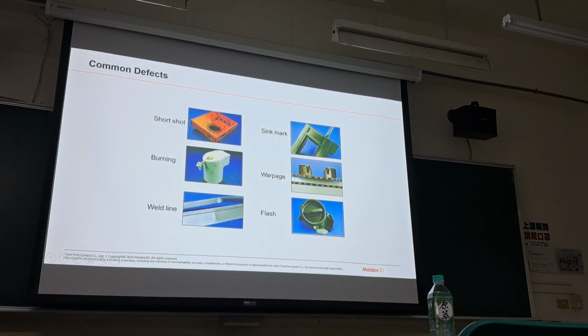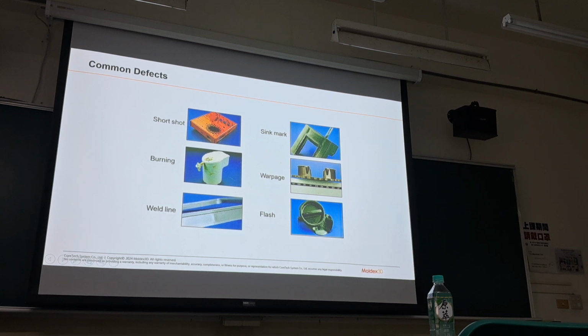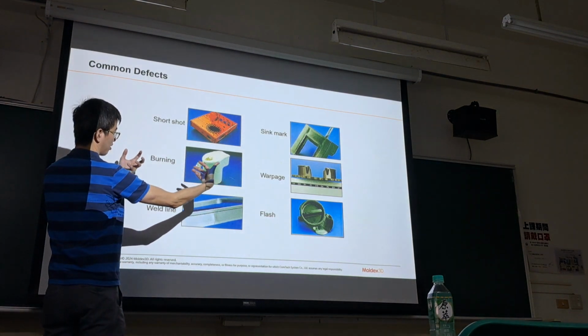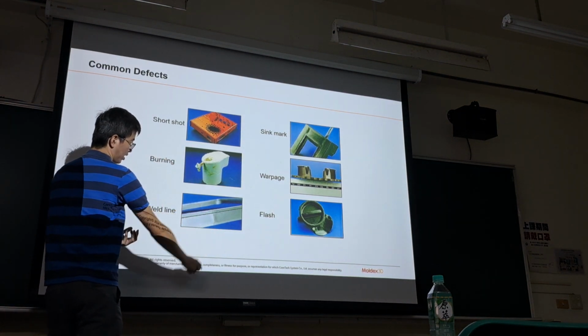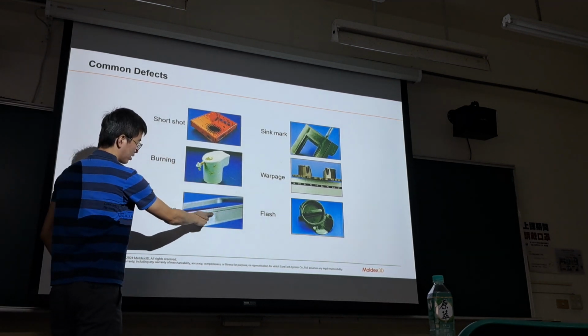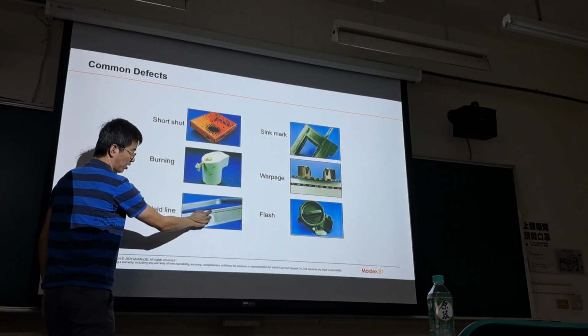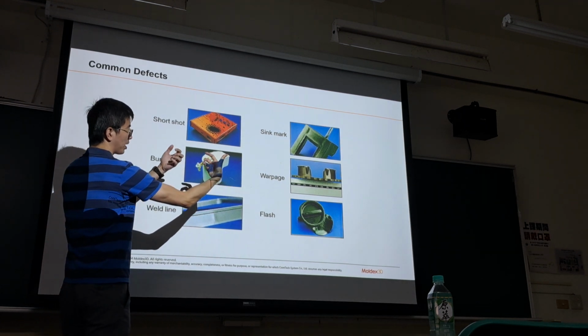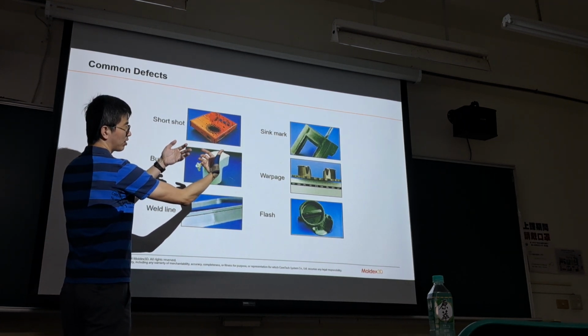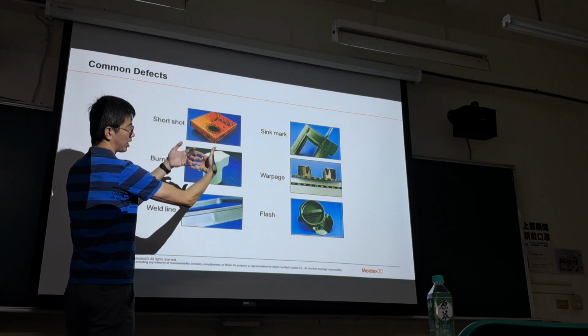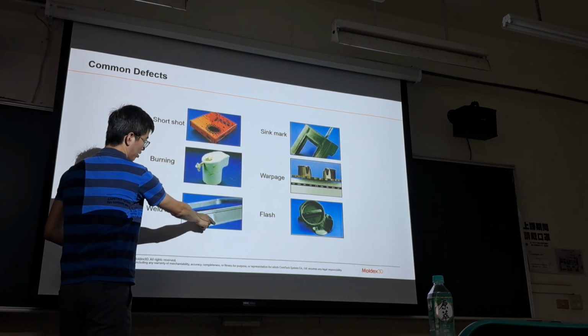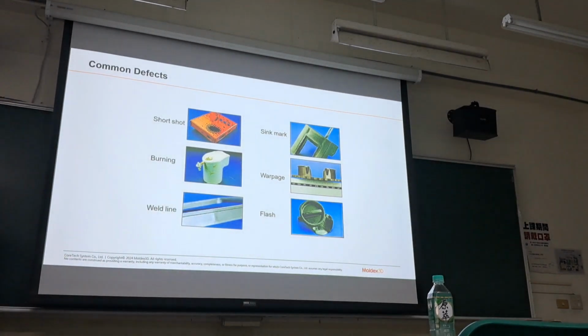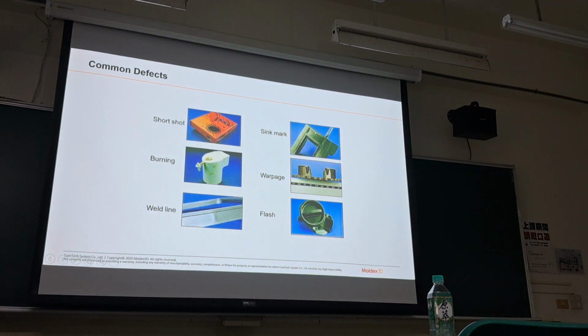And sometimes you push too fast. You compress the air, so you can have a burning effect. And sometimes you have two melts meeting together. So this is a weld line effect. So the appearance is not good, and also the mechanical property. Since the two melts meet together, the molecular chains are not able to penetrate each other very well. So the mechanical property is not good at the weld line. Okay? And sometimes you can have warpage.